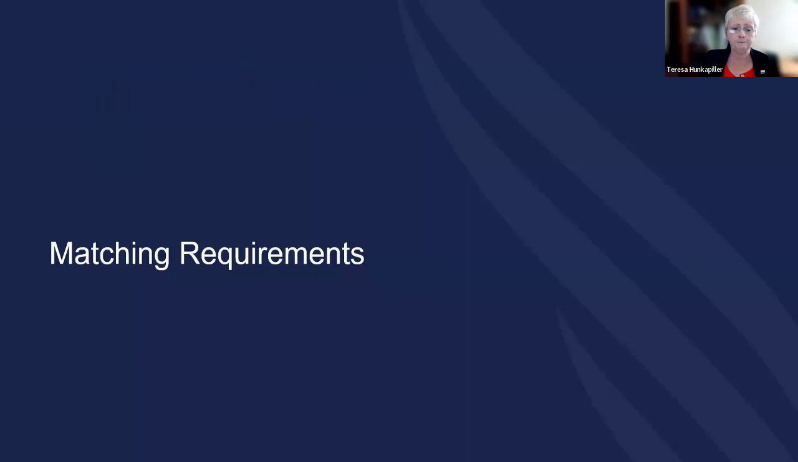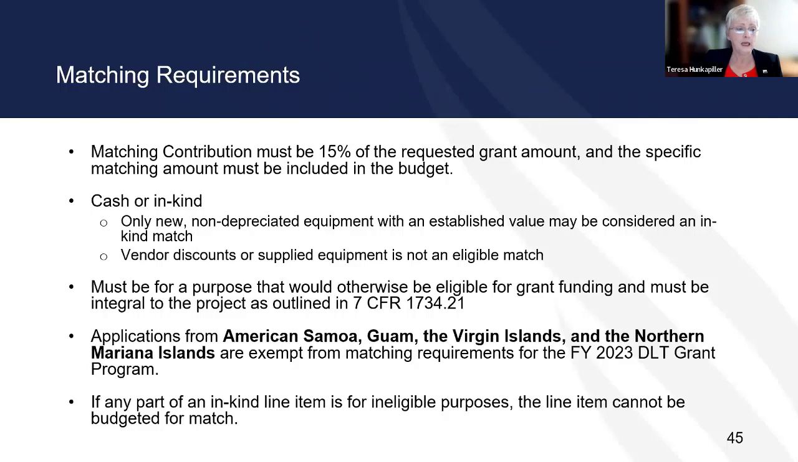The matching requirement has not changed. It is still 15%. It cannot be from a federal source unless that federal source itself says it can be used as a match for federal grants. So in general, it can't be from a federal source. It can't be from E-rate. It can't be from block grants that just get federally handed down to the state. That's still really federal. It's just being passed through.